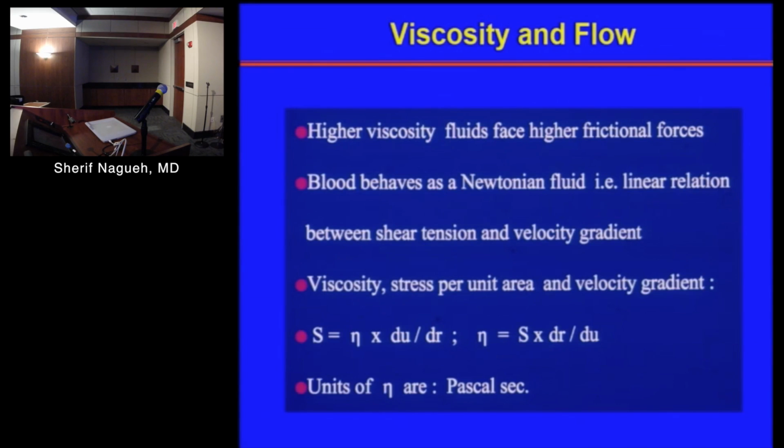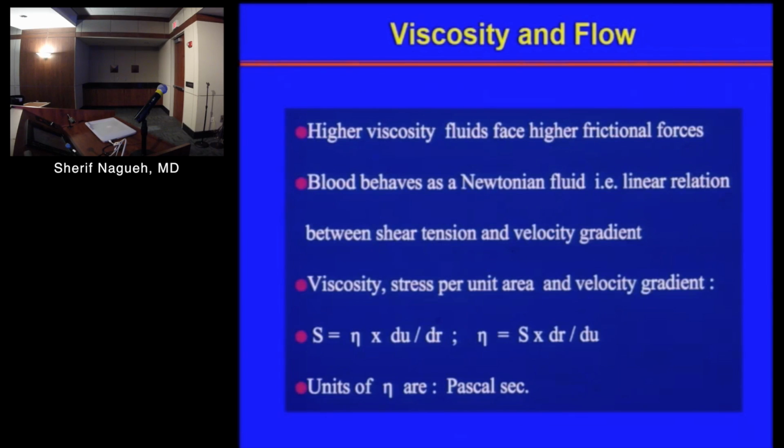What is the relation between viscosity, stress per unit area, and velocity gradient? If we ignore the viscosity for now and just look at that simple expression, this is the velocity gradient, and as mentioned, it's a spatial gradient. That's why it's the differential of velocity in relation to the cross-section diameter or radius of the tube. And S is the tension. Tension is force over an area, so same units as pressure. Since they are proportional, you can remove the proportional sign and put a constant. The constant that you put is viscosity, or mu.